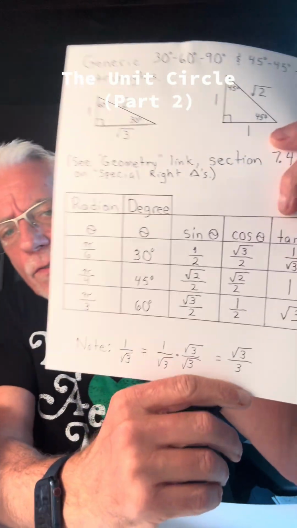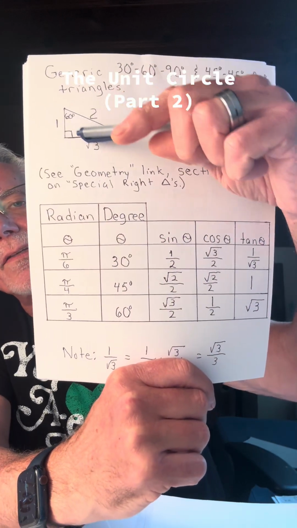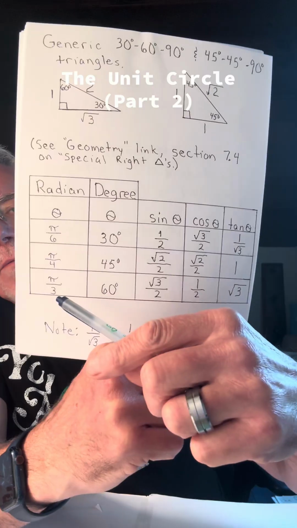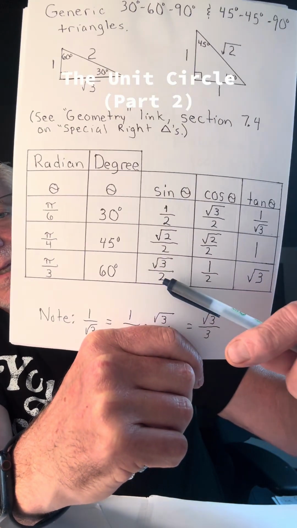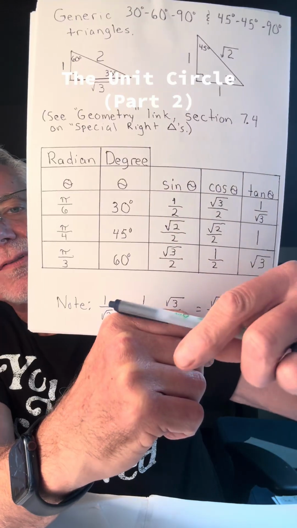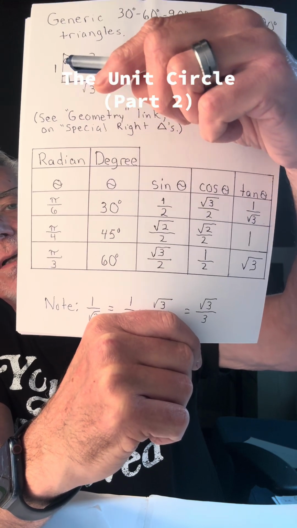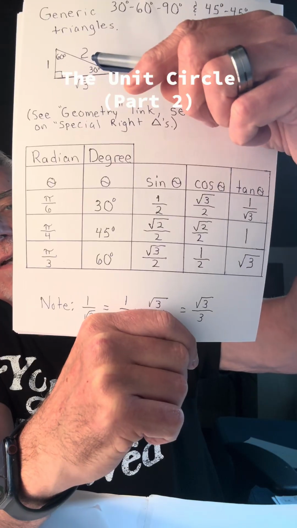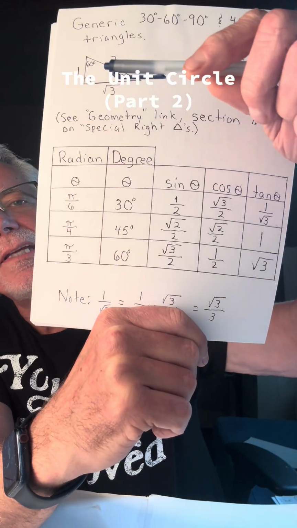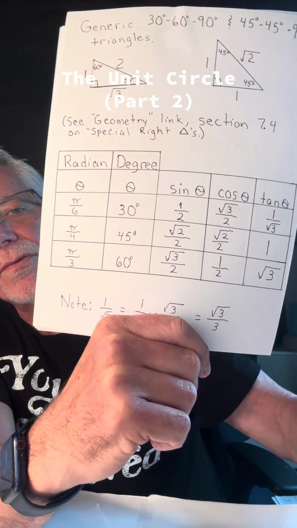And then let's do the 60 degrees. So here's 60 up here. So the sine is opposite over hypotenuse. So I get root 3 over 2. So 60 is the same as pi over 3. And then the cosine of 60 is adjacent over hypotenuse, which is 1/2. And then the tangent of 60 is opposite over adjacent. Root 3 over 1 is root 3.